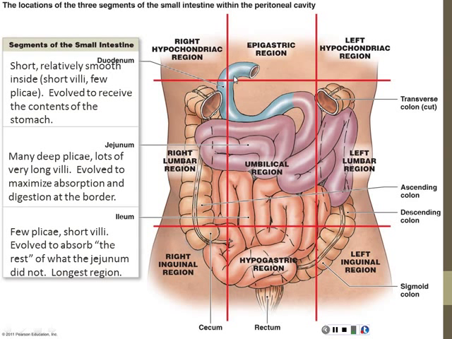But in terms of its anatomy, I want you to know it's relatively short and it has smooth walls as opposed to wrinkly walls like all the rest. All right, so duodenum.